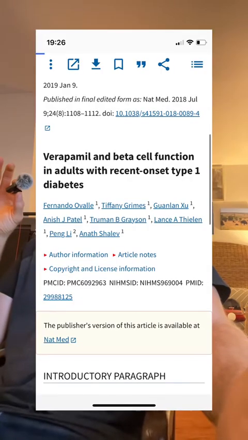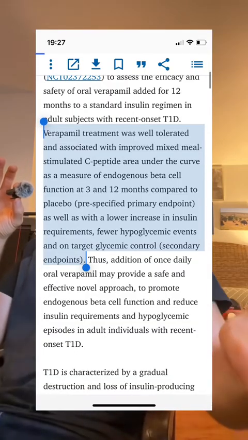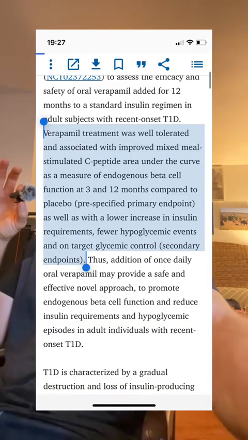There was a paper in 2019 that found that verapamil, which is a calcium channel blocker typically used for things like heart disease, had protective effects on beta cells and the production of insulin in newly diagnosed type 1s. And you may be wondering, why would a calcium channel blocker typically used for heart disease have anything to do with diabetes? It has everything to do with how insulin is actually released in the body.